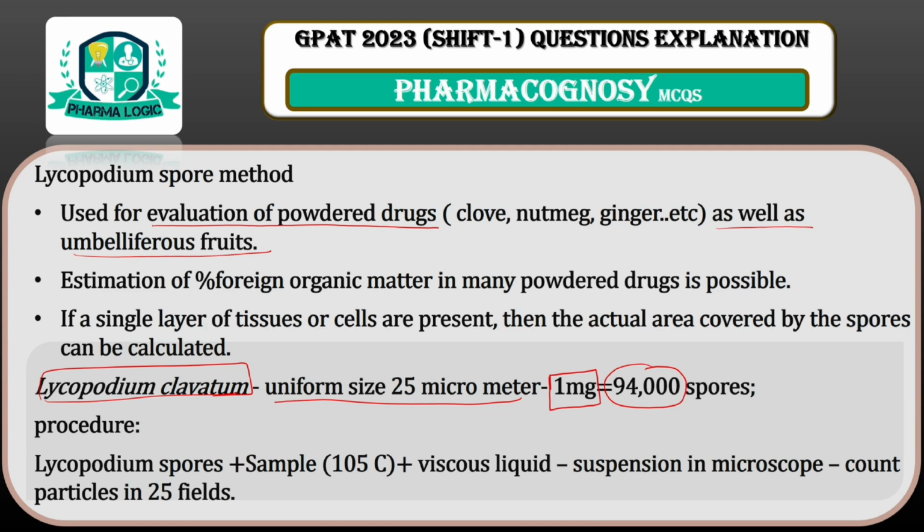Lycopodium spore methods are used for evaluation of powdered drugs as well as amyliferous fruits, and estimation of percentage of foreign organic matter. If a single layer of tissues or cells is present, then the actual area covered by the spores can be calculated. Procedure. Take a sample. Then take Lycopodium spores. Then add viscous liquid. Now place this suspension in the microscope and count the particles in 25 fields.